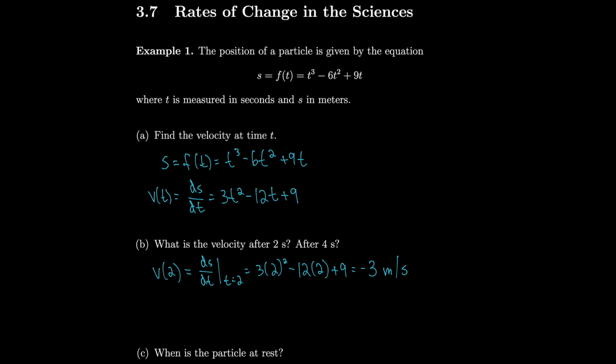Okay, let's get v of 4 now. So that'll be the velocity after 4 seconds. So it's the exact same thing, we just plug in 4 instead of 2. So we have 3 times 4 squared minus 12 times 4 plus 9. So that equals 9 meters per second.